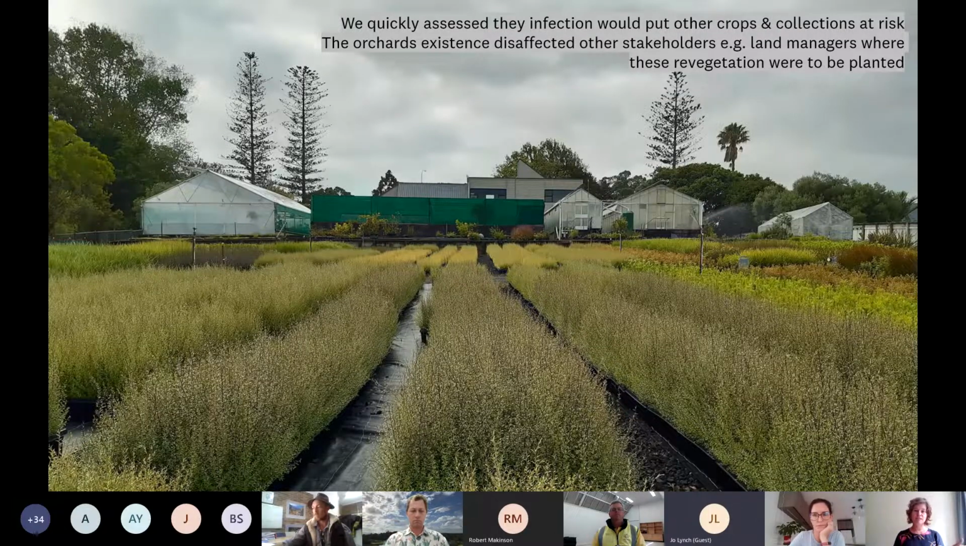So this is the Auckland Botanic Gardens nursery, which grows 60,000 native plants every year for revegetation projects back in the wild, and the majority of them are Myrtaceae, Kunzea and Leptospermums, and Metrosideros. They were potentially all going to get infected with myrtle rust. So the stakeholders for those plants, the people who were getting those plants, the rangers on parks, were unhappy that we would keep the Lophomyrtus orchard in a place where their plants were being grown.